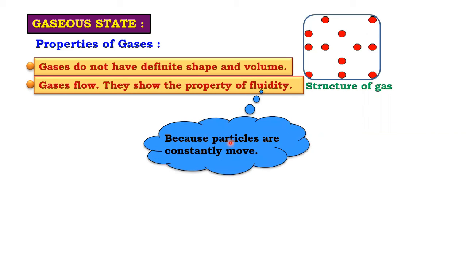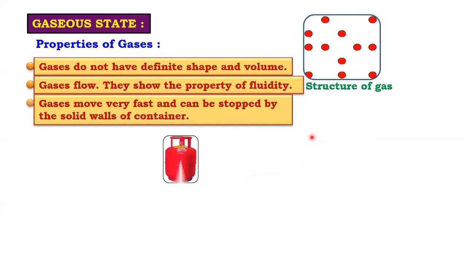आगे देखते हैं. Because particles are constantly moving. ठीक है, यहाँ पर moving आएगा, आप लोग समझ के देखो, ठीक है? So since the particles of gases are moving continuously, they show the properties of fluidity. आगे देखते हैं. Gases move very fast and can be stopped by the solid walls of container, right?